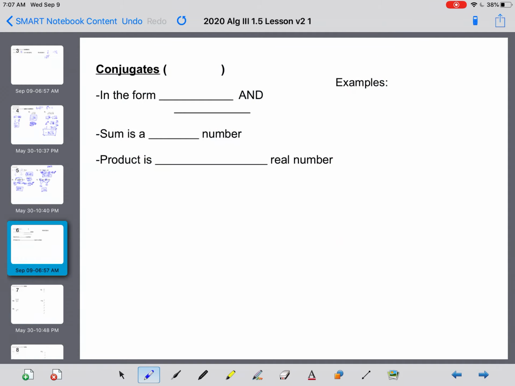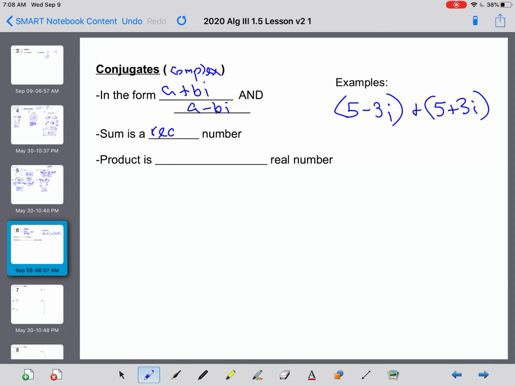Continuing on, we talked about conjugates. And again, in this case, we're talking about complex conjugates. So make sure to add that. And that's going to be in the form a plus bi and a minus bi. So conjugates would be like 5 minus 3i and 5 plus 3i. So as long as we have the same pieces with a different operator in between them, we're fine.